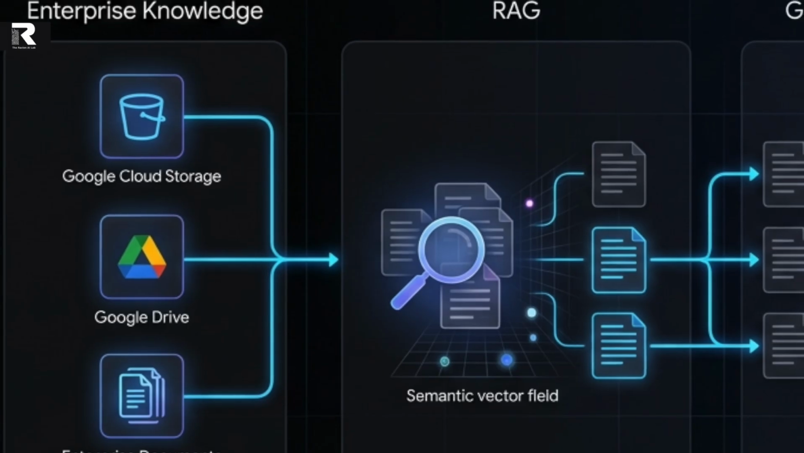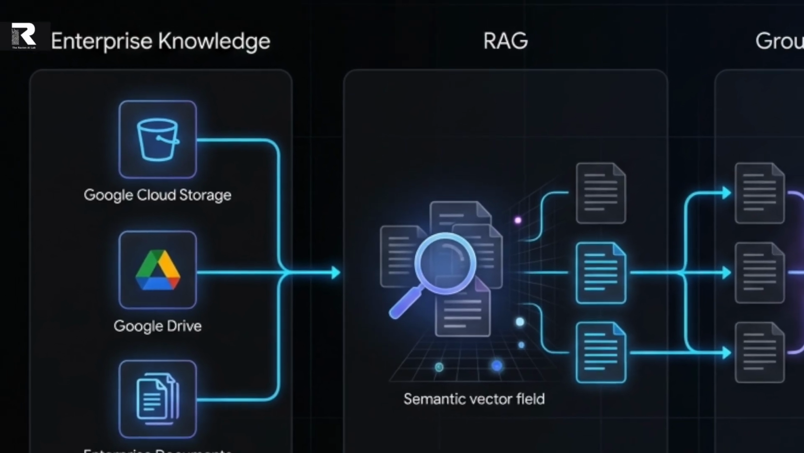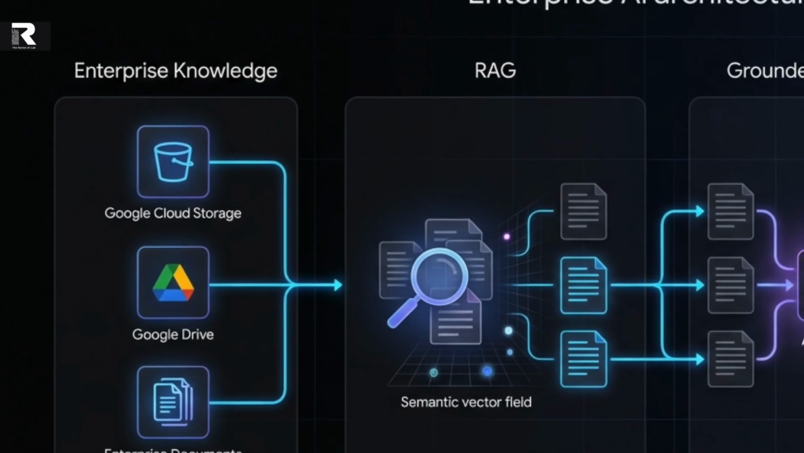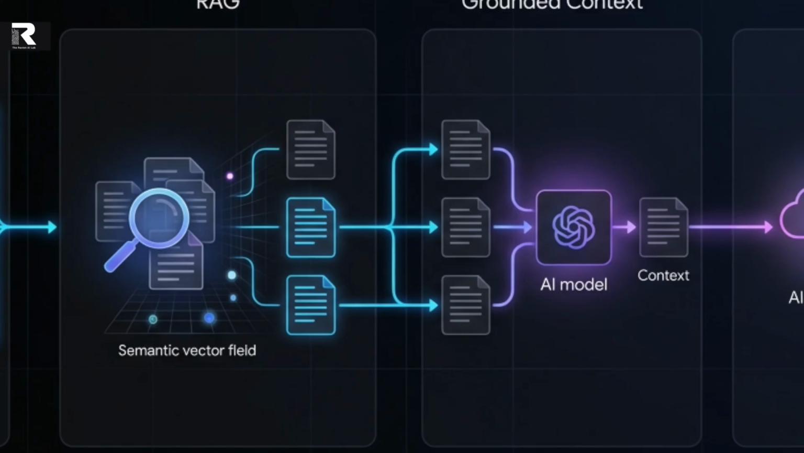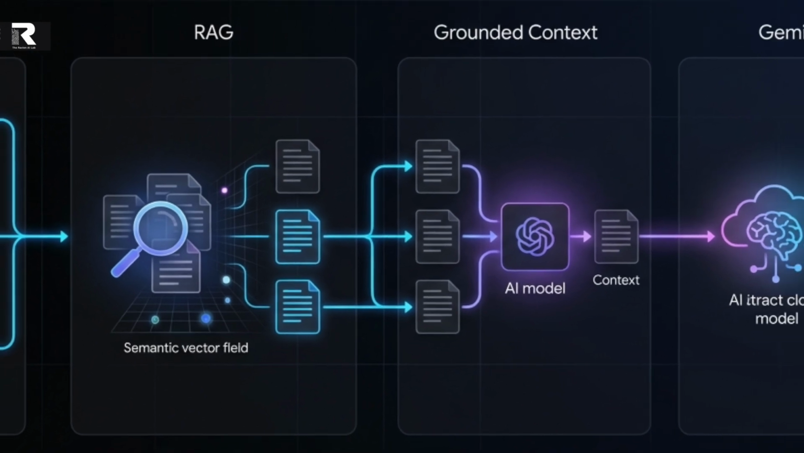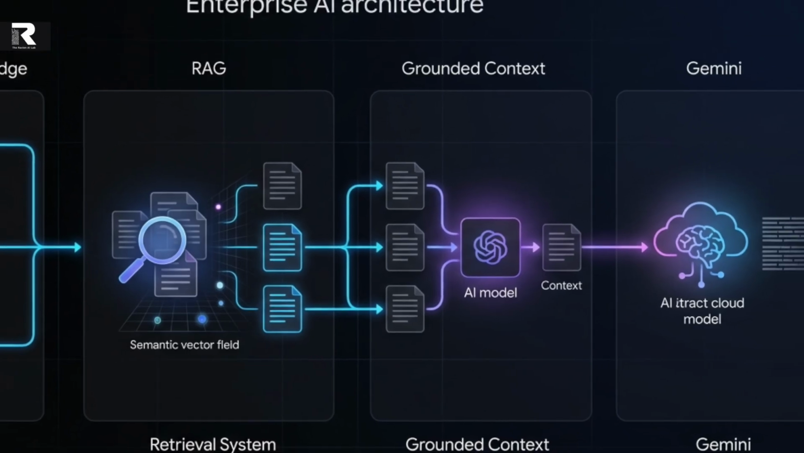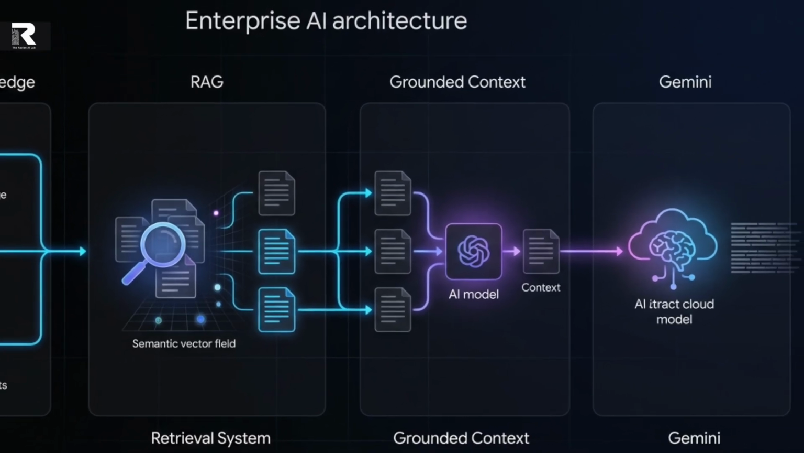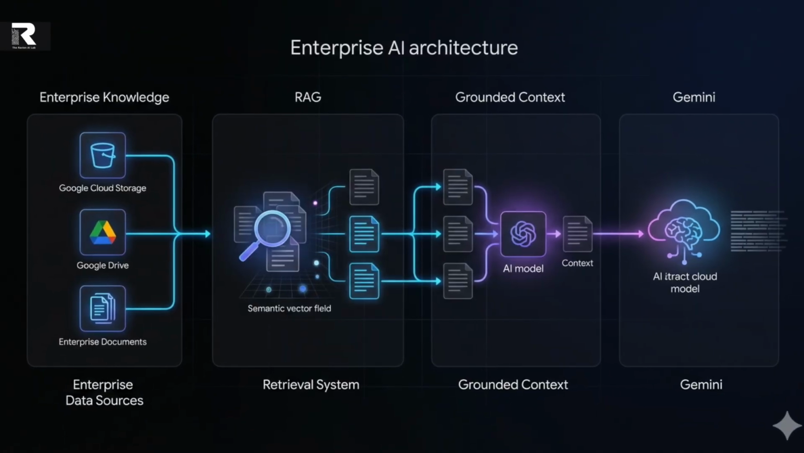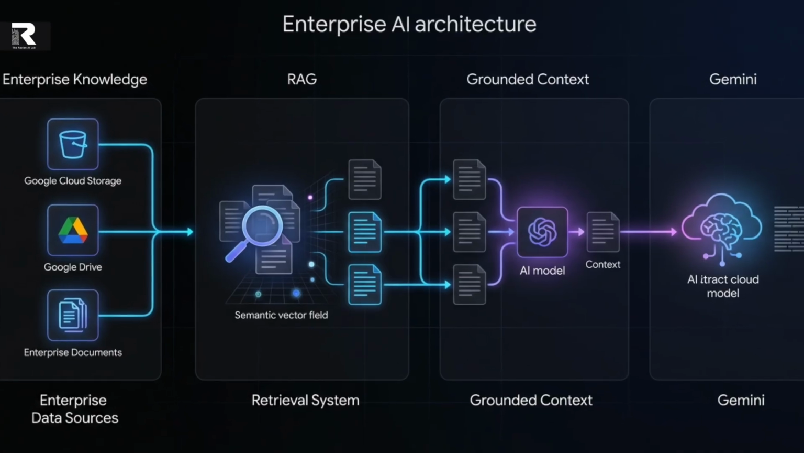The solution: the RAG engine enables retrieval-augmented generation by retrieving relevant information from external enterprise data sources during inference. It then injects this information as grounded context into the model at runtime. This improves factual accuracy, contextual relevance, and reduction of hallucinations. Instead of relying only on static training data, Gemini dynamically retrieves and uses enterprise knowledge to generate grounded responses.